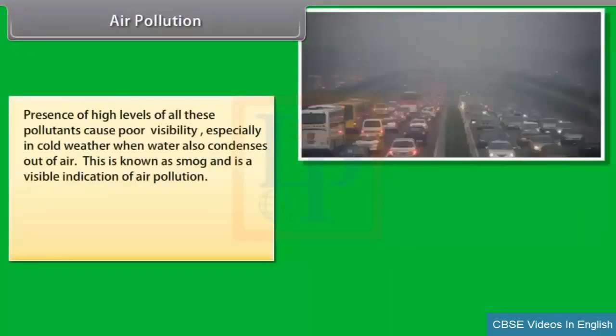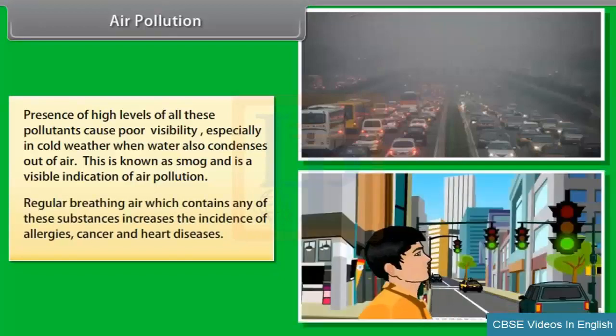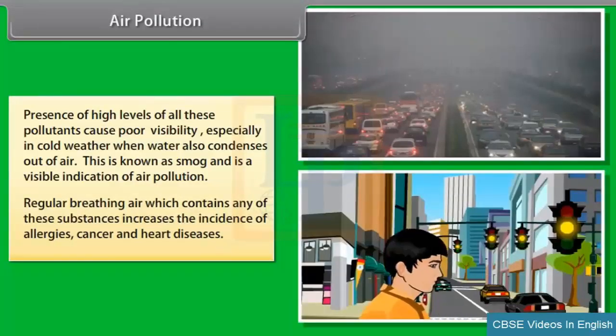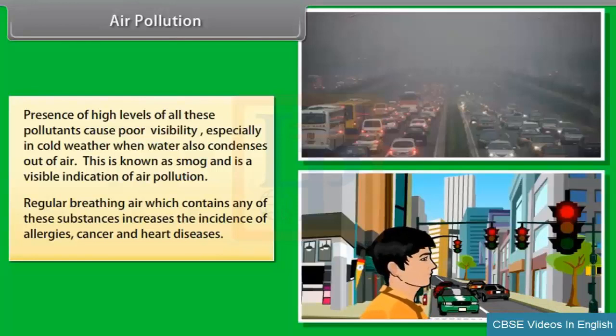Presence of high levels of all these pollutants causes poor visibility, especially in the cold weather when water also condenses out of air. This is known as smog and is a visible indication of air pollution. Regular breathing of air which contains any of these substances increases the incidence of allergies, cancer, and heart diseases.